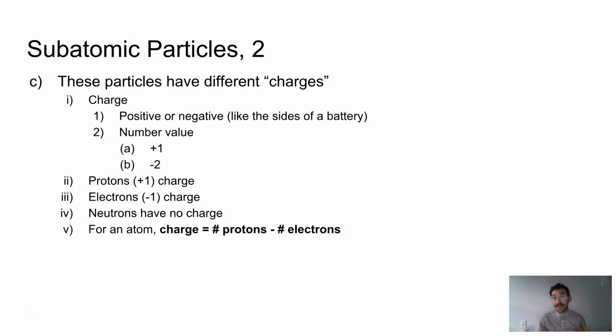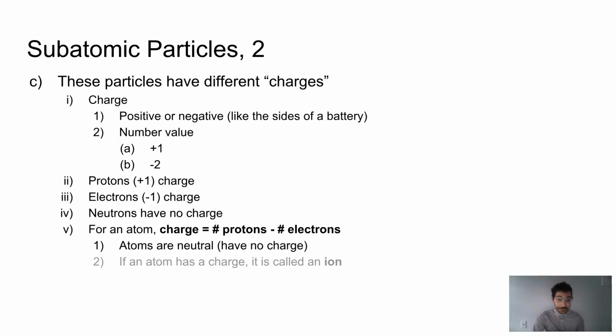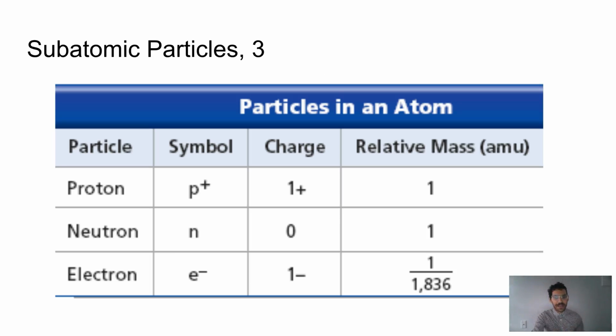And so if we're talking about an atom, the charge of an atom is going to be equal to the number of protons we have minus the number of electrons. And so most atoms are going to be neutral. Most atoms, or when we talk about specifically atoms, we'll generally assume that they have no charge or are neutral. If an atom does have a charge, if it has either more protons than electrons or more electrons than protons, an imbalance, it will have charge, and we will call it an ion. And we'll do a little bit more with that later.